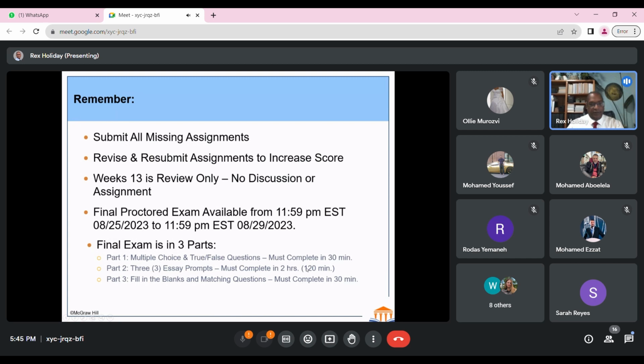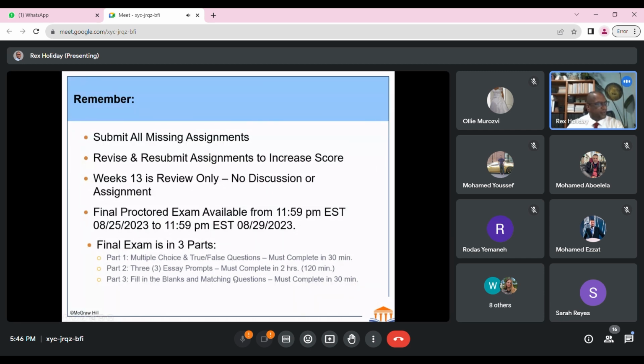And again, it'll time out, and you won't have any second attempts. It's just 1 attempt. Then part 3 is fill in the blanks and matching questions. The fill in the blanks will be very similar to what we just did. In the matching, I'll have a concept and several different choices, and you'll have to match the concept with the definition of that concept and an example of that concept. That will be 30 minutes.